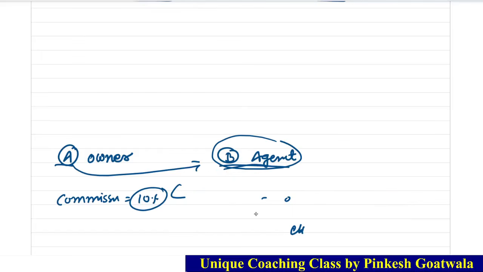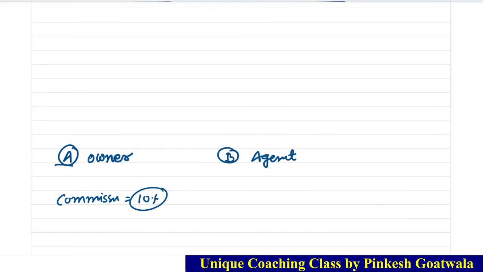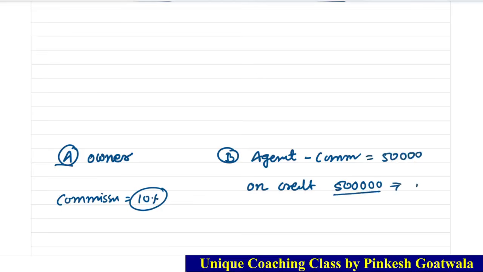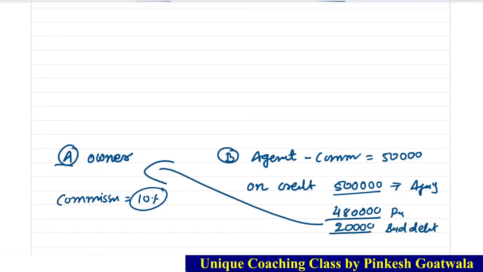Let's take an example. Suppose the agent sold goods on credit of amount 5 lakh. If goods of 5 lakh are sold on credit, how much commission will the agent get? 10% of 5 lakh, he will get 50,000 commission, right? Now this 5 lakh of goods is sold to Ajay, and Ajay becomes insolvent and doesn't pay the whole amount. He pays only 4,80,000, and the remaining 20,000 is bad debt. Now tell me who suffers this loss? Commonly the owner. The agent will not suffer this loss.